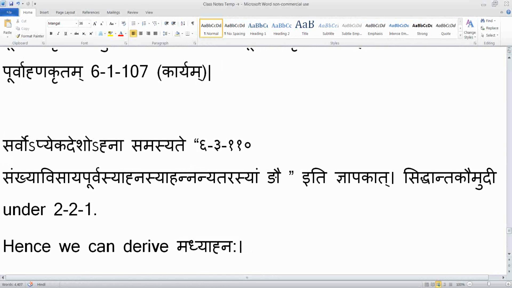Because Panini has a sutra in the 6.3 section where he says that Sankhya vi saya purvasya andhasya ahan itya ahan anyatarasyam nyau. Anyway, this is not today's topic. But what he says is that this ahan can compound with the word vi saya. Now, how could it compound? Because this is going to be an ekadeshi samasaha. But ekadeshi samasaha was only authorized for those five, not for this saya, etc. So how are we going to get that?